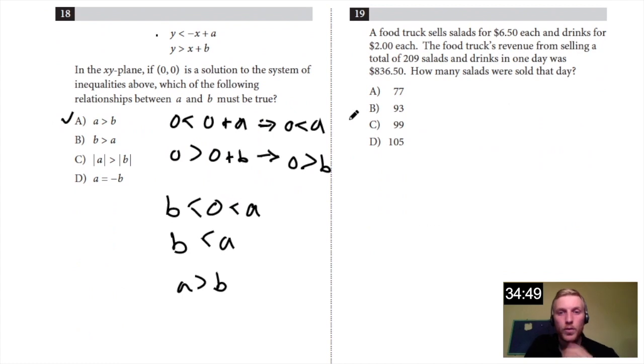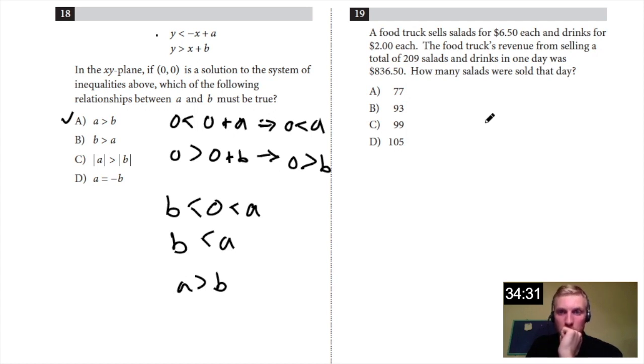19. A food truck sells salads for $6.50 each, and drinks for $2 each. The truck's revenue from selling a total of 209 salads and drinks in one day was $836.50. How many salads were sold that day?